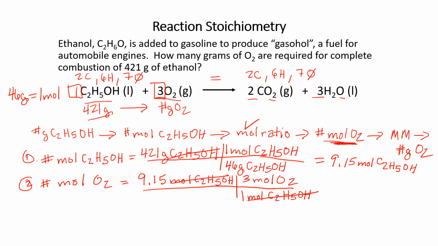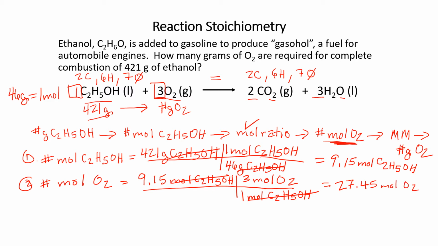Like grams of ethanol canceled here and left me with moles of ethanol. So now I'm in moles of ethanol, so I multiply the moles of ethanol times the mole ratio to get in moles of diatomic oxygen. And so that's going to give me 27.45 moles of diatomic oxygen.